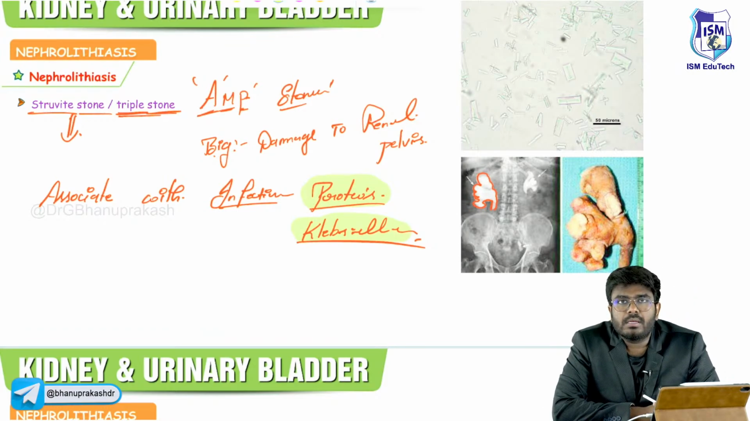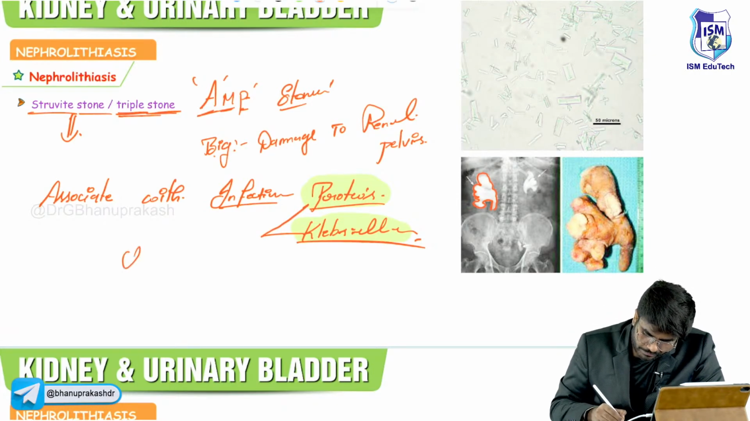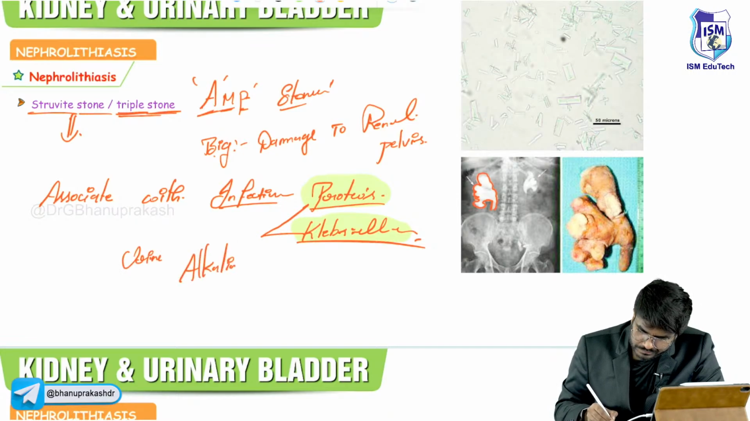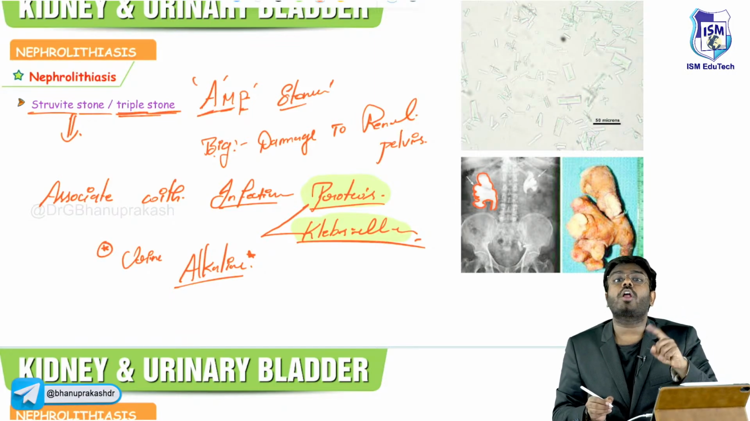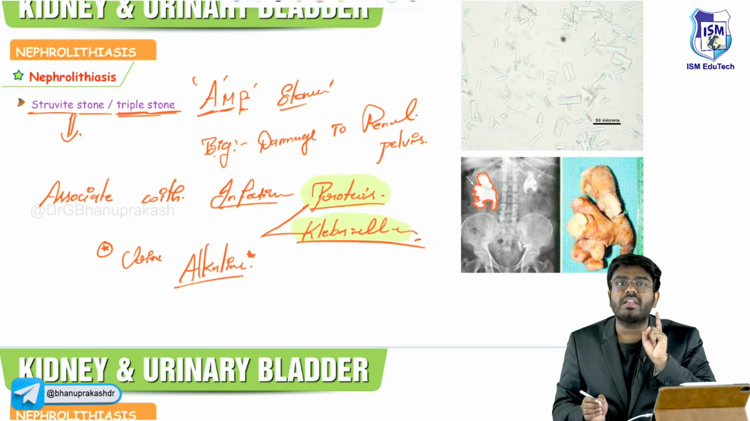Okay. So, whenever you have infection with these organisms, do you know what happens? The urine is going to become alkaline. It is the alkaline environment which favors the stone formation. Which stone formation? The AMP stone formation. It's the alkaline environment. Very, very important.